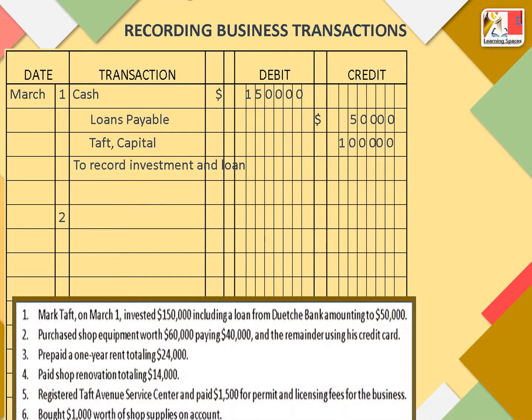Now let us analyze the transaction on March 2nd. Shop equipment account is an asset account. It is being purchased for the business for a total cost of $60,000. Therefore, this particular asset account is increasing. The rule says, whenever an asset is increasing, it is to be plotted in the debit or left side. So, let's simply follow the rule and plot the entry.